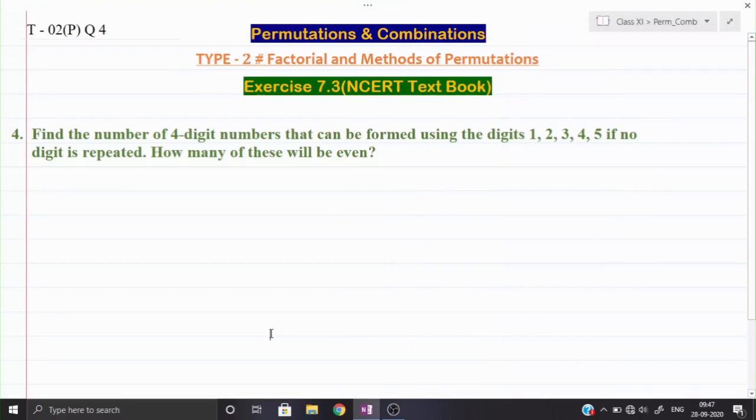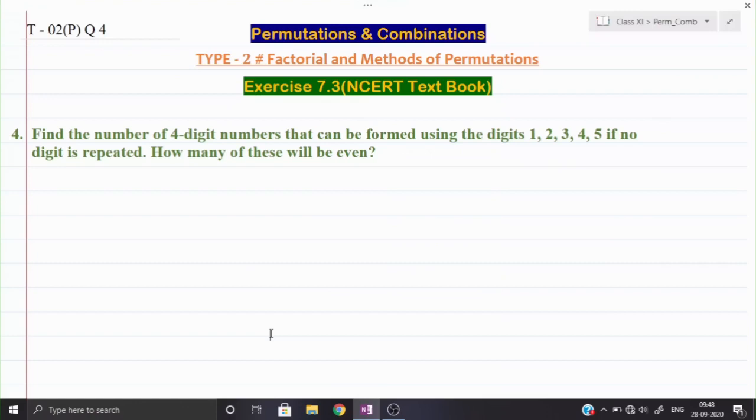Find the number of 4-digit numbers. Now see, remember the conditions they are adding over there. 4-digit numbers that can be formed using the digits 1, 2, 3, 4, 5 if no digit is repeated. That is the one question. See, this is the first part. In the first part they are giving only two conditions. You have to form the 4-digit number, repetition is not allowed, and the digits given here are only 1, 2, 3, 4, 5. The second condition they are adding: how many of these will be even. We have to find out the even numbers out of that. So we will find out two answers.